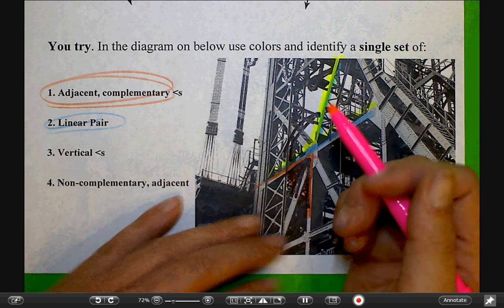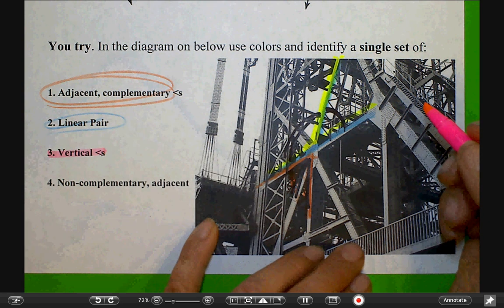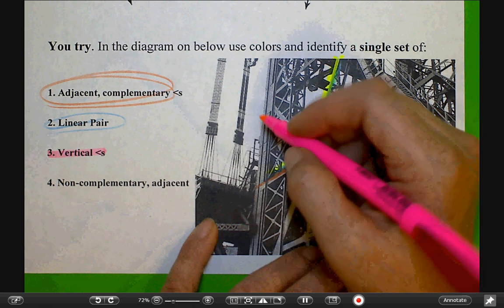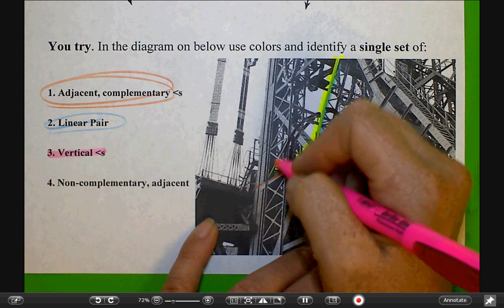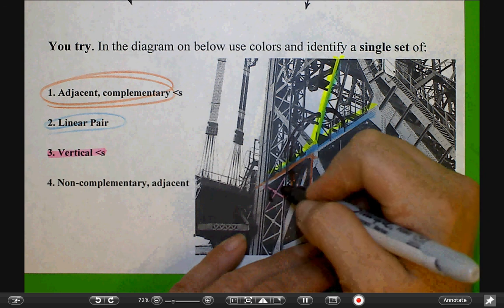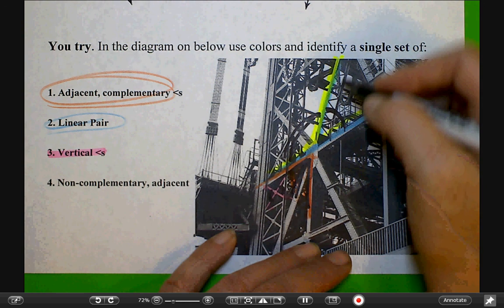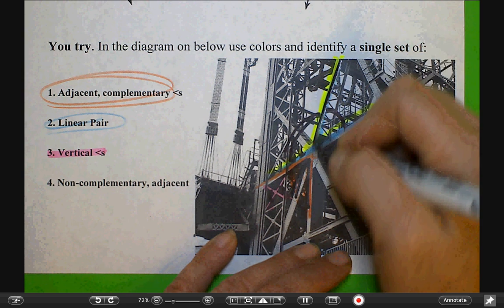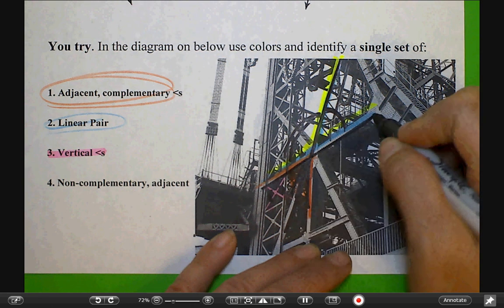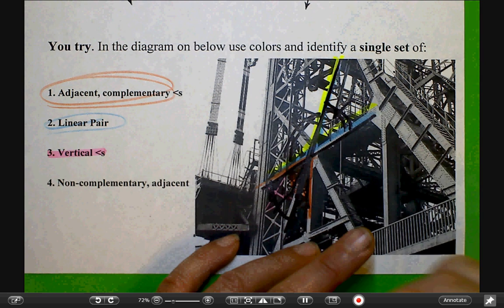Vertical, think bow tie. Bow tie angles, any angles which are made by two straight intersecting lines. So I could do one of these little guys. See that right there? Like a little bow tie. One on either side. You can't see that very well. Let's try another one. This right here. Nope, that's not a straight line. This is. You ready? These two right here. Straight lines, one there, one there. Those would be vertical.